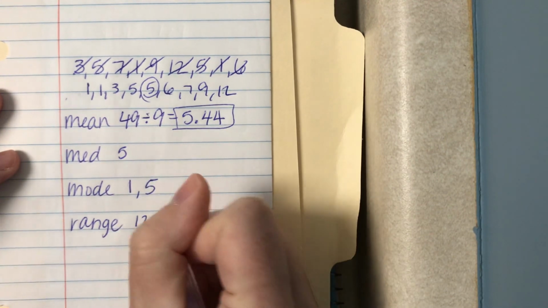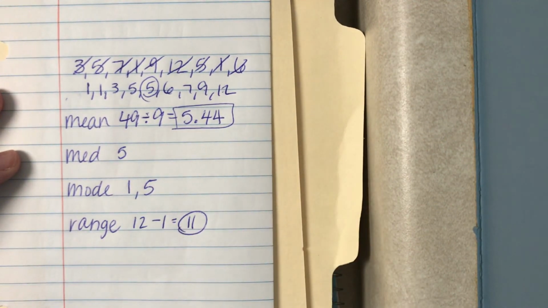And then range, my biggest number is 12, smallest number is 1. So 12 minus 1 is 11.